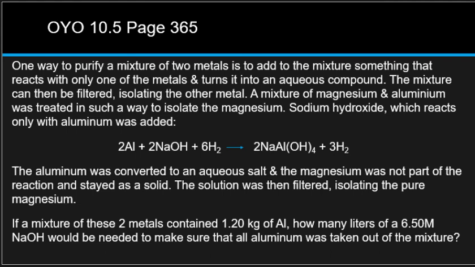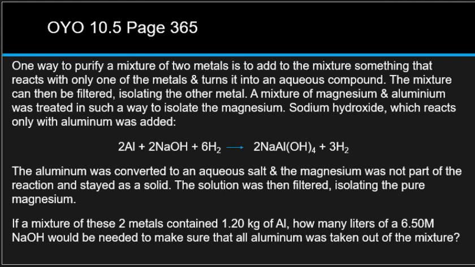So we can't forget about the magnesium. That's what we're trying to get. But it's not in our chemical reaction because it's not reacting, get it? So it's not reacting. But my aluminum is. Here we go. The aluminum is converted to an aqueous salt. The magnesium is not part of the reaction. It stays solid. The solution's filtered. I get my magnesium.